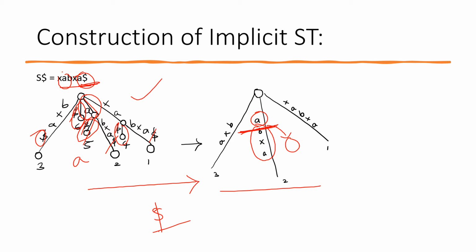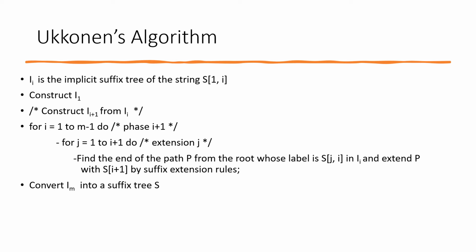To avoid this, we are using the dollar symbol. But to construct the implicit suffix trees, we remove everything to keep the tree as simple as possible. I'm just giving Ukkonen's algorithm in generic words. Basically, the algorithm is divided into m phases. In each phase we do m extensions, and in each extension we add a new label or something like that. We have some extension rules which we will discuss later. So this is the generic construction algorithm.